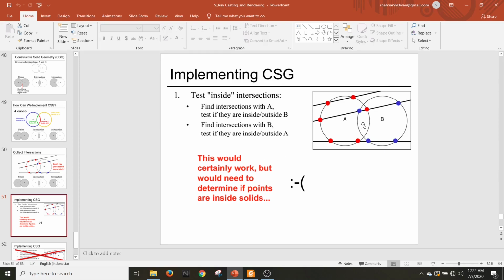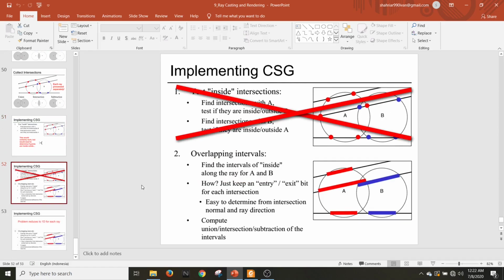This would certainly work, but we would need to determine whether the points are inside the solids or not. In both cases, we will have to check whether each of the points is inside another solid surface or not, which is pretty cumbersome. So we move on to a different approach, which is checking overlapping intervals instead of inside intersections. Here, we keep an entry bit and an exit bit for each intersection. We can know whether this was an entry point or an exit point by checking the angle that the surface normal creates with the ray direction.